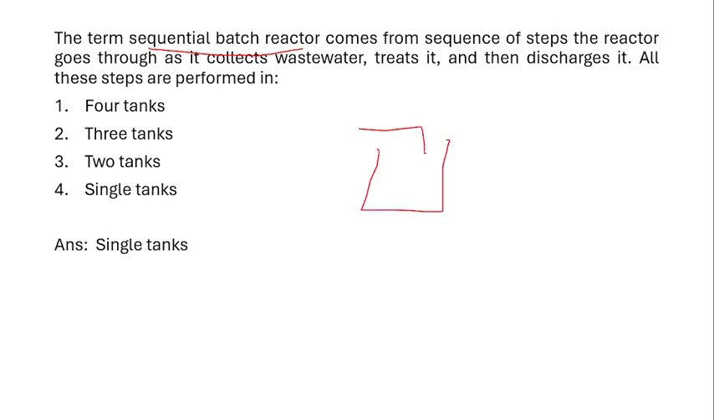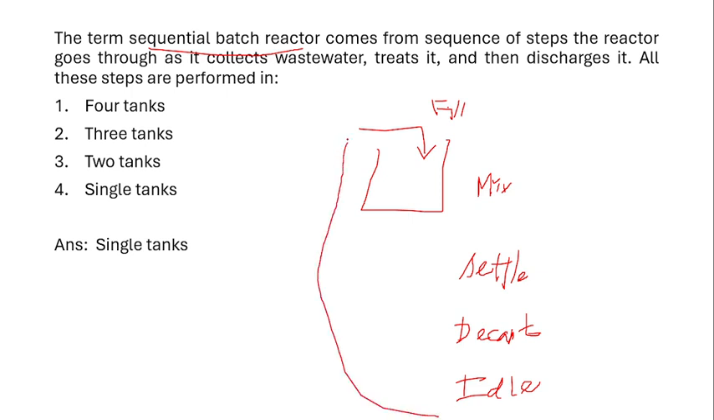So in a single tank only you are filling the material. After filling the material, what happens? After filling, mixing happens, right? After mixing, you are allowing it to settle down. And then you are going to decant. Decant what? Decant the treated water. Then you are going to keep it idle to remove the sludge. Again, you are going to fill the wastewater and the process continues. So this is the process involved in the sequential batch reactor. All the processes happen in a single tank.